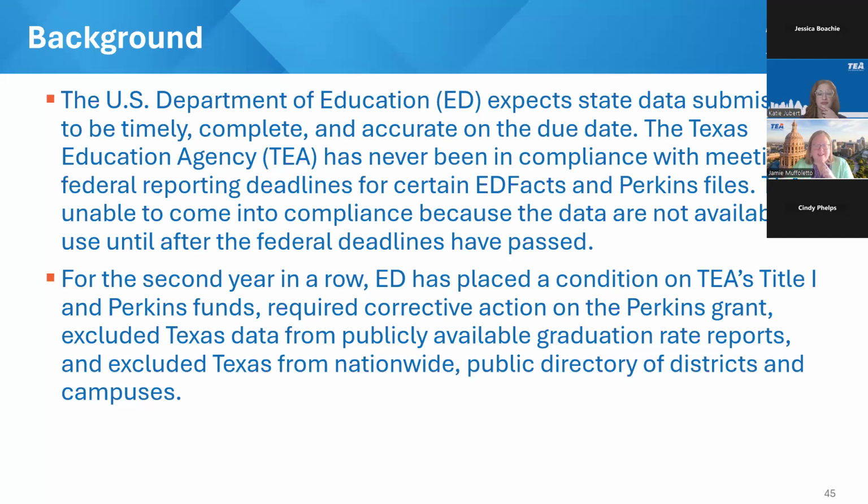So this is the second year that TEA was placed on a condition on our Title I and Perkins funds. We do not want to lose those funds. And so we realized that we've got to make a change. We were also excluded initially from the graduation rate reports that were published by the Department of Education. They literally put a little note there that said Texas did not report it on time. Need to get that fixed.